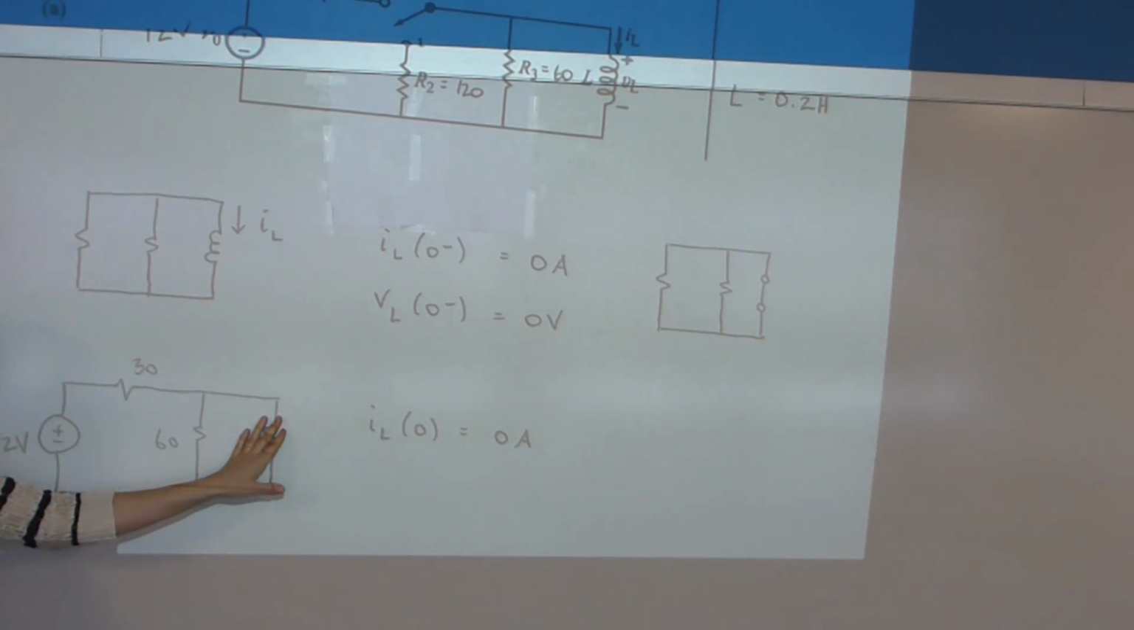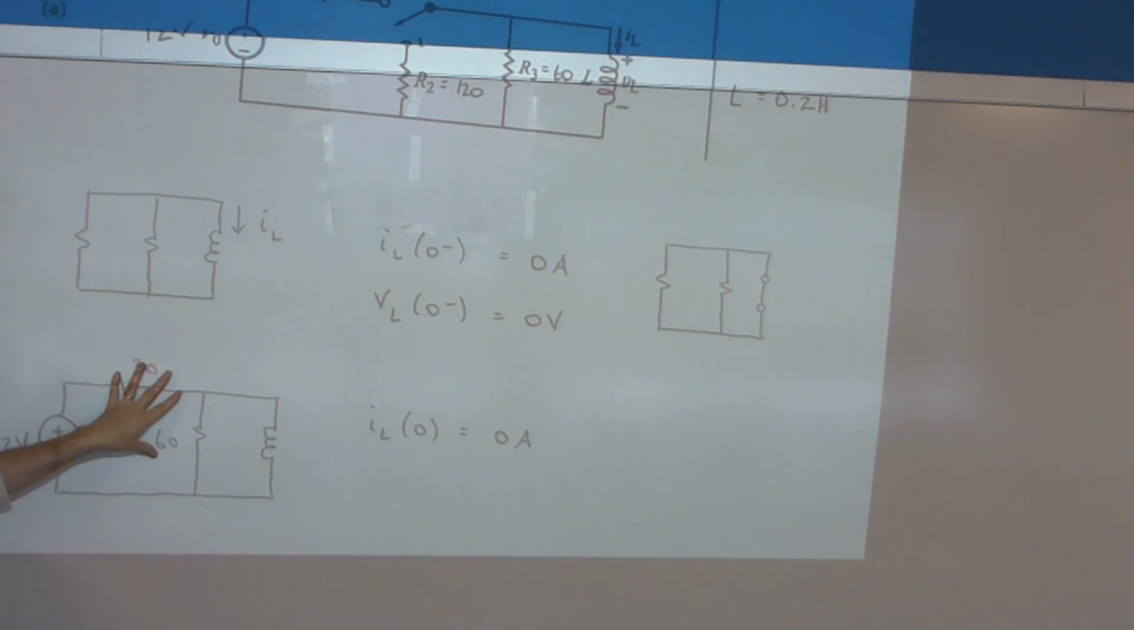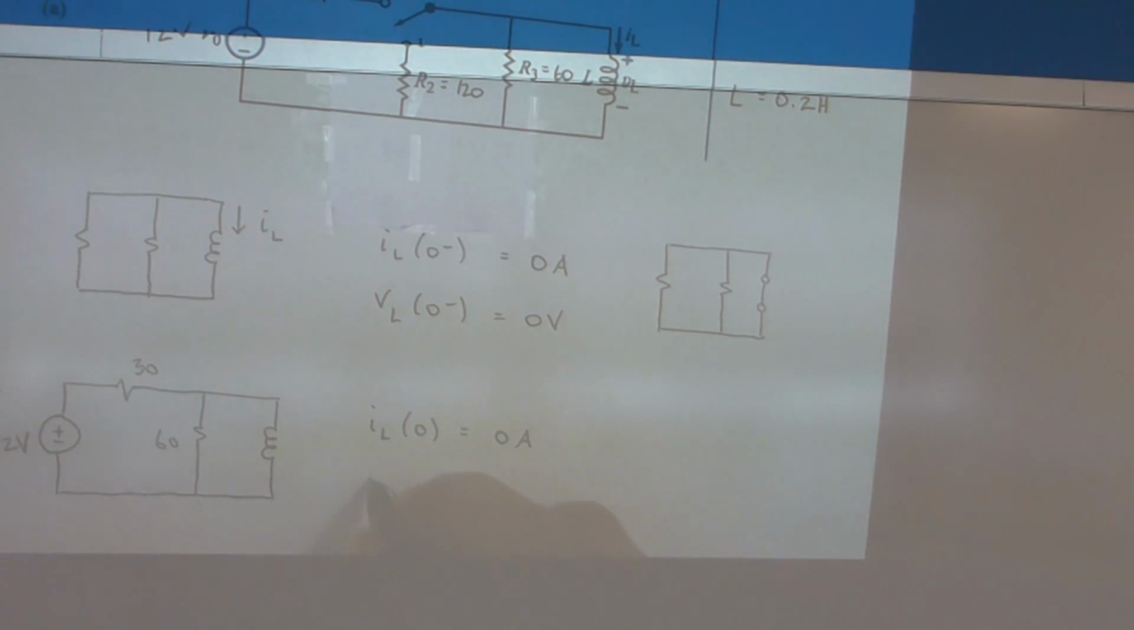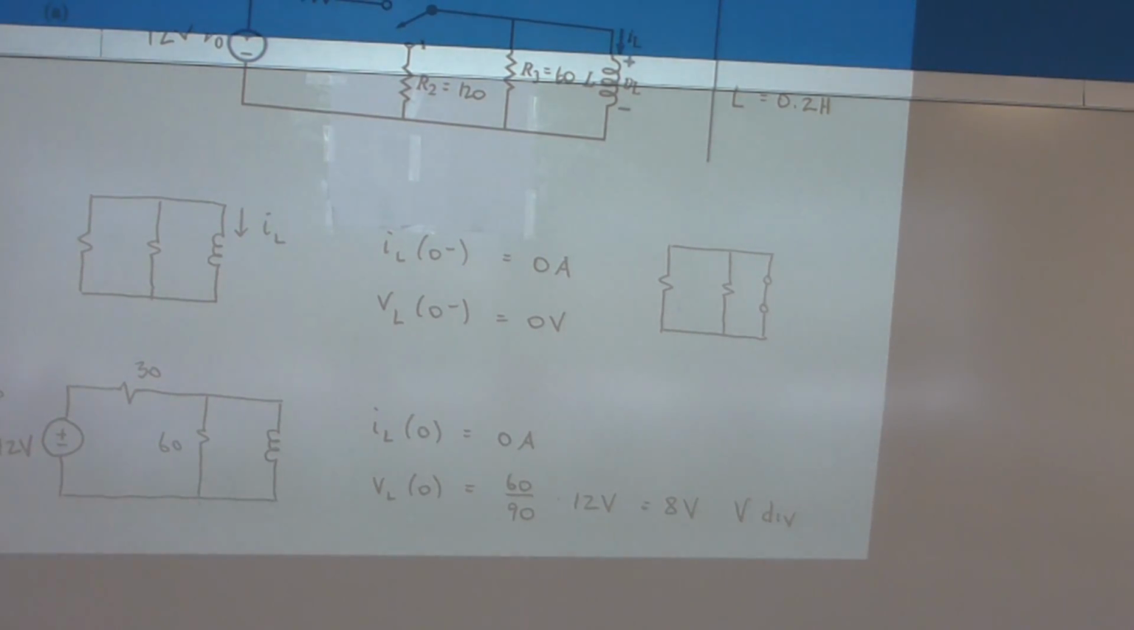So that's a voltage divider. I'm looking at 60 divided by 90, that's my voltage across my resistor. Because the current is 0, I know that V sub L of 0 is 60 over 90 times 12, which equals 8 volts. And that's just due to voltage division.